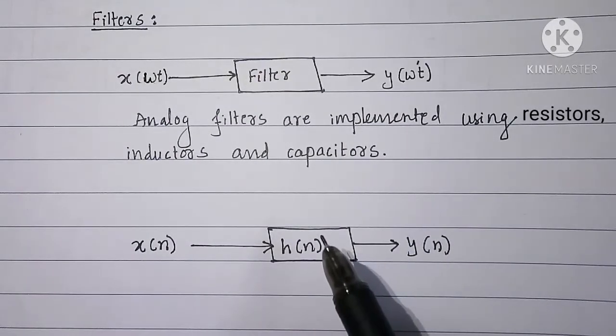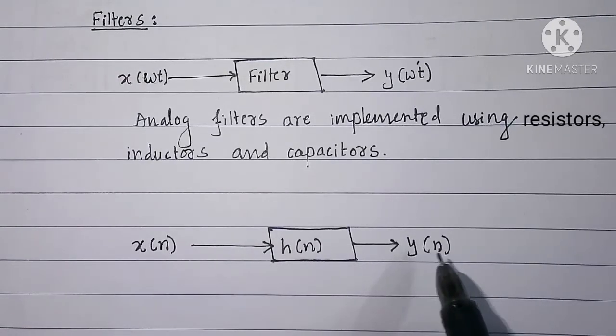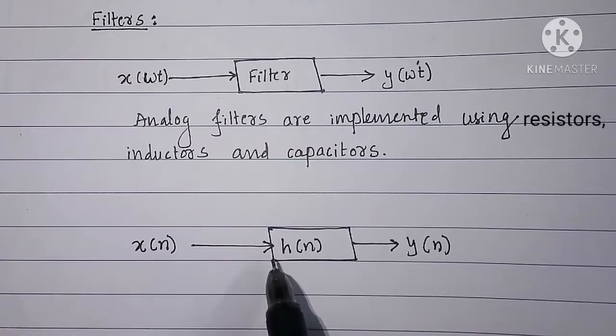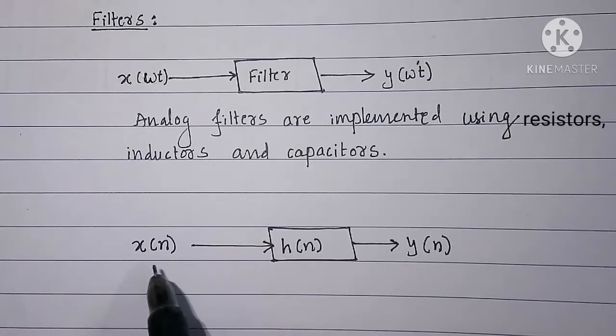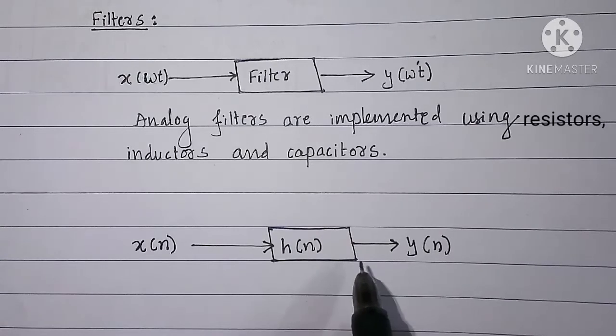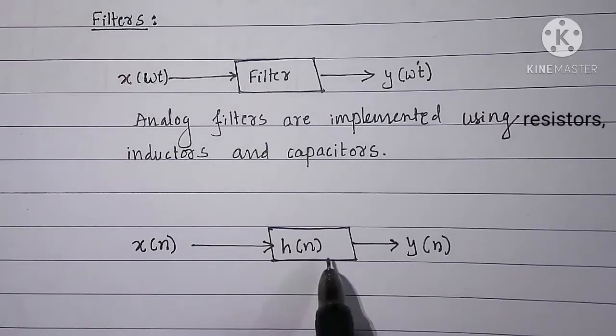Like in the case of an analog filter, here also, to have the required frequency components in the output signal, when the input signal x of n, having various frequency components in it, is given to the filter, h of n is to be designed. That is, h of n must be defined. Finding h of n is nothing but designing of a digital filter.